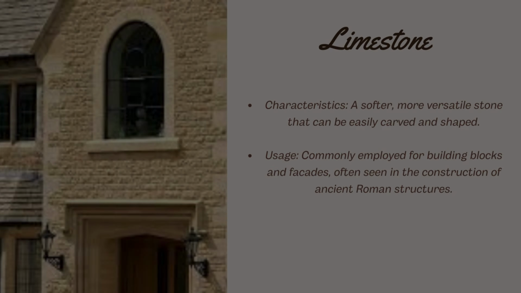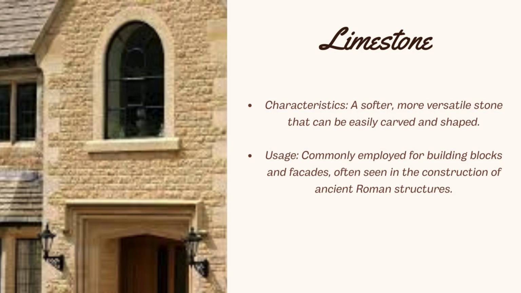Second is limestone. The characteristics of limestone: it is a softer, more versatile stone that can be easily carved and shaped. Uses: it was commonly employed for building blocks and facades, often seen in the construction of ancient Roman structures.